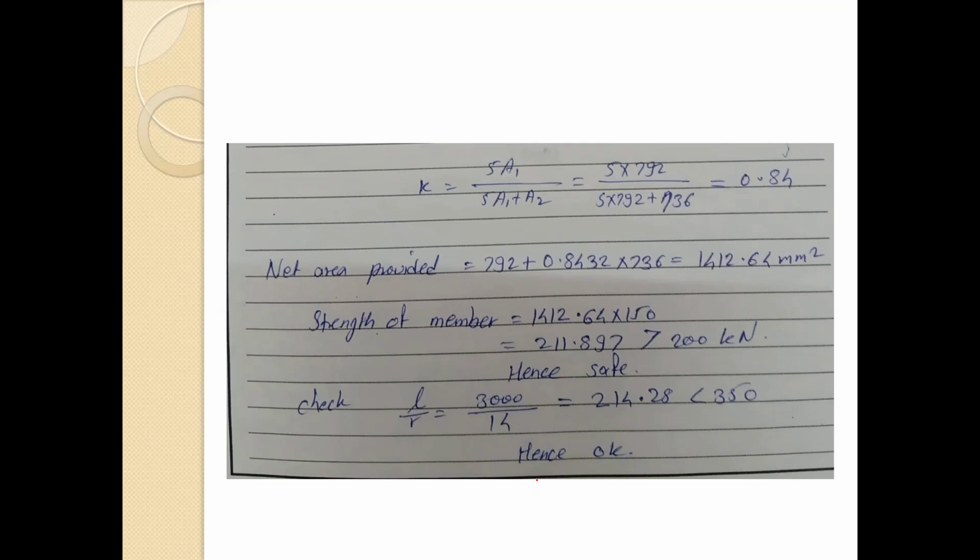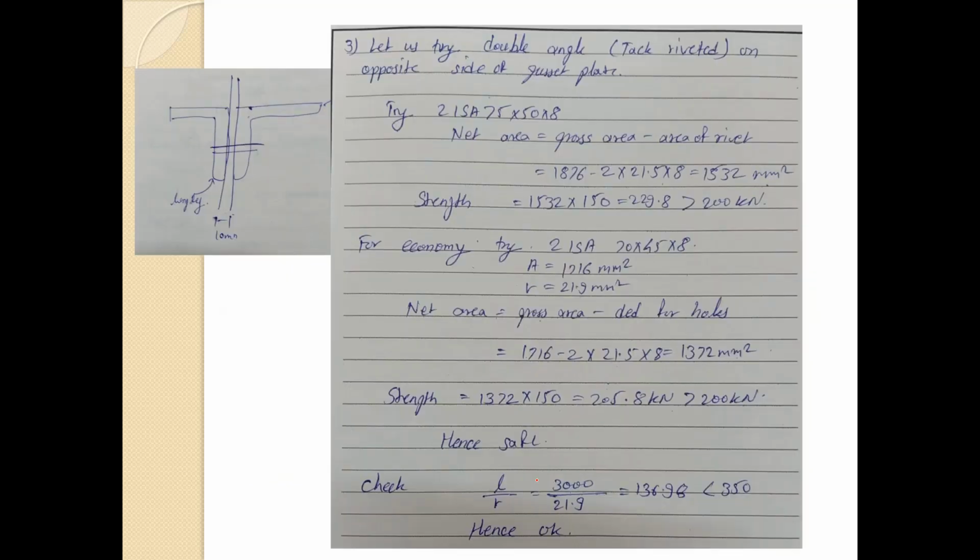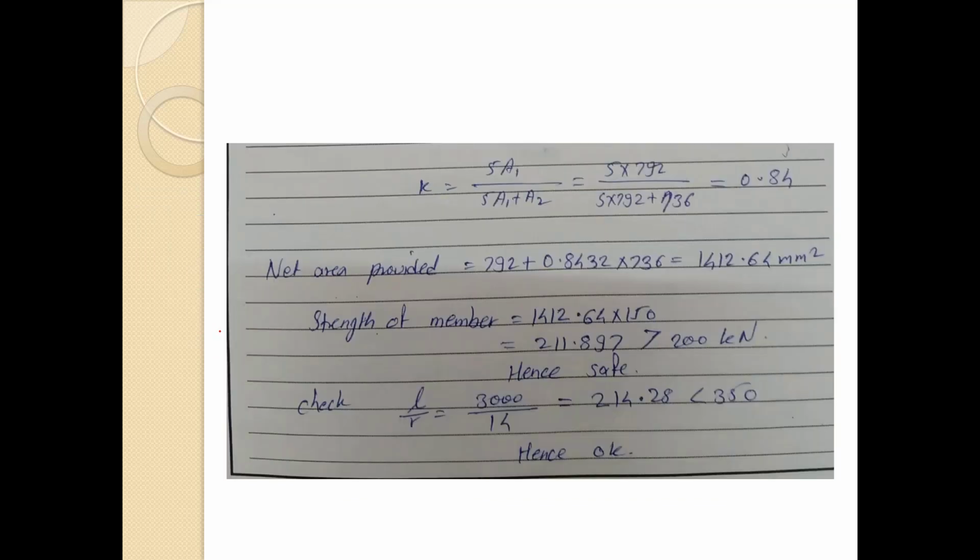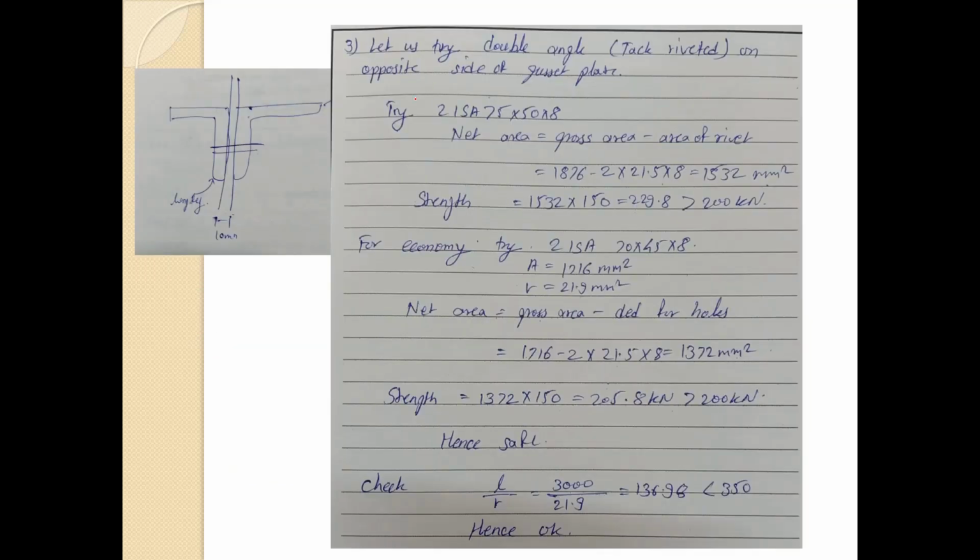Hence the design is okay. Now we are trying again the double angle, which is tack riveted on the opposite side of the gusset plate. Earlier it was on one side, now we are trying it on the opposite side. So we'll try here 2 ISA 70 by 50 by 8. We have the formula for net area: net area equals gross area minus area of rivet holes. Gross area is 1876 minus 2 into 21.5 into 8. We are assuming again the 20 diameter rivet over here. So we are getting the area 1532.